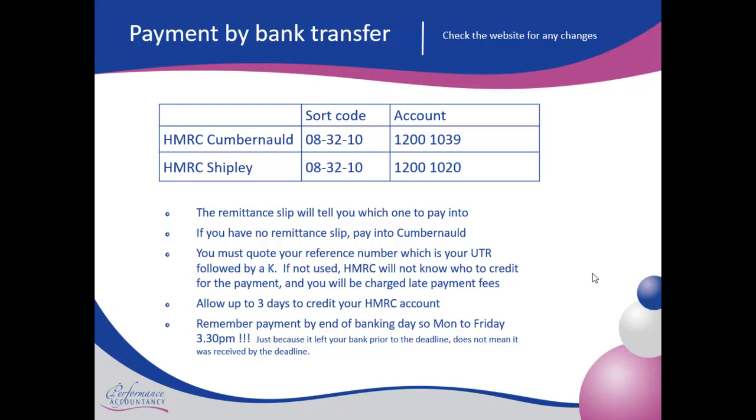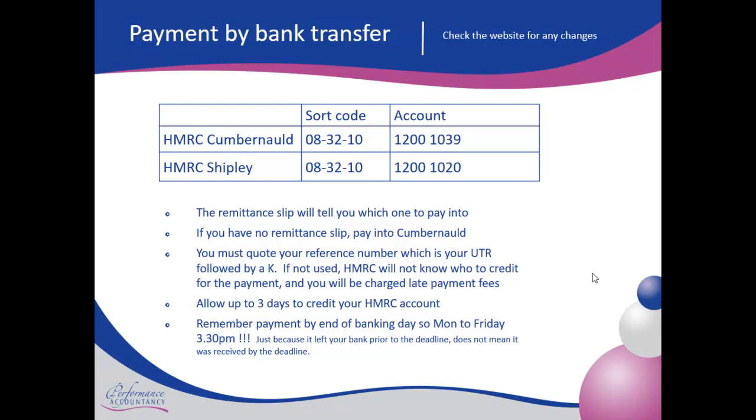You must quote your reference number, which is your unique tax reference number, followed by a K. The K indicates that it is self-assessment. If you don't put a reference number in there, HMRC will have it sitting in their suspense account, not knowing where to allocate it to, and you would have to fight them to say, I have paid, please get rid of my fines, etc. They should be able to trace it, but it might take some time.